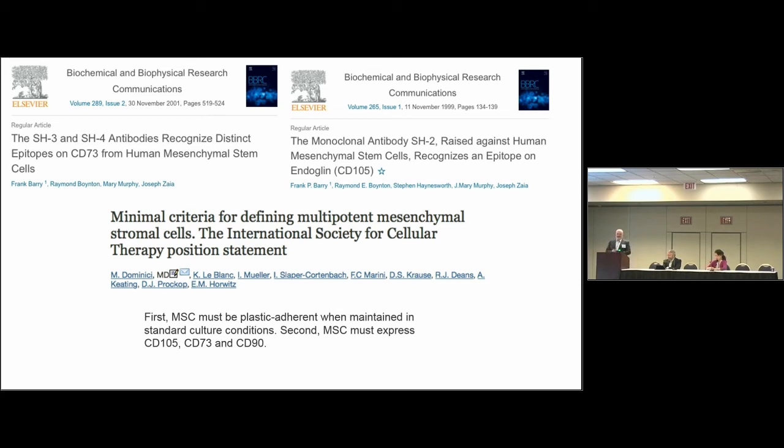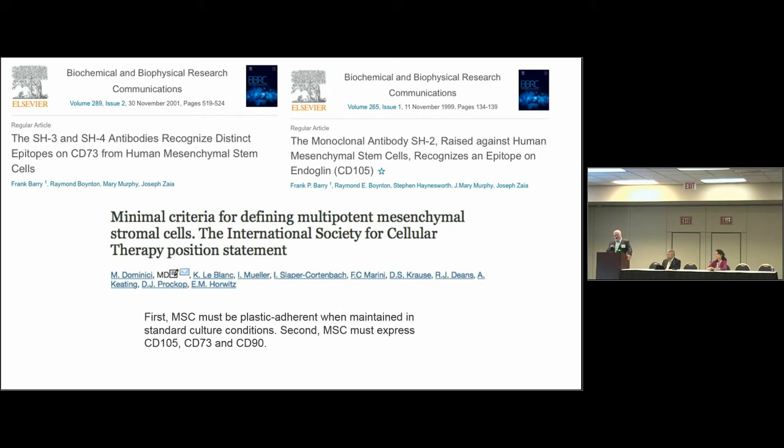So we thought at that time that these could potentially be useful markers for testing MSCs. A number of years later, the International Society for Cell Therapy proposed a minimal set of criteria for defining mesenchymal stromal cells, and amongst those criteria, they suggested that MSCs should be, first of all, plastic adherent, and then they should express CD105, CD73, and CD90.